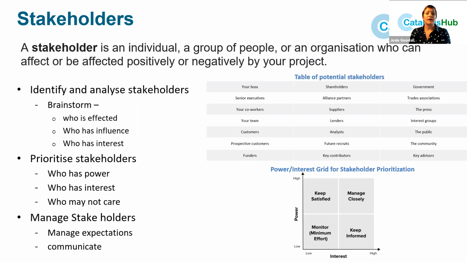And then you need to decide who has power, who has interest, and who may not care, and then manage those stakeholders according to that. So there's a grid at the bottom of the screen that has power and interest as the axes. If someone has low power over the project and low interest, you just need to monitor them, give them the occasional communication. However, if they have high power over the project, for example, a funder who could pull funding, and are very interested because it's a strategic project, you need to manage them closely, communicate often, and keep them satisfied.